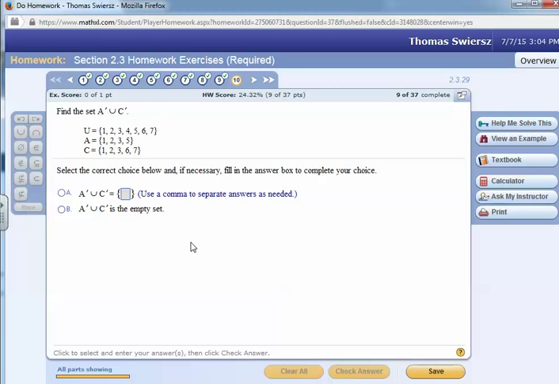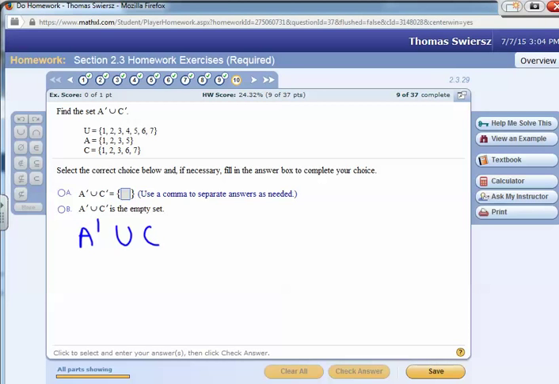All right, number 10, A complement union C complement. We're going to do the complements first, order of operations. So A complement, take away 1, 2, 3, 5 from the universal, and we're left with 4, 6, and 7, right? Take away 1, 2, 3, 5, we're left with 4, 6, and 7.